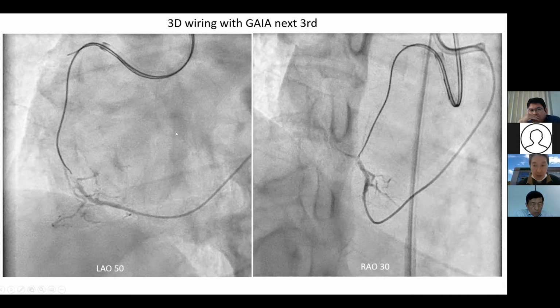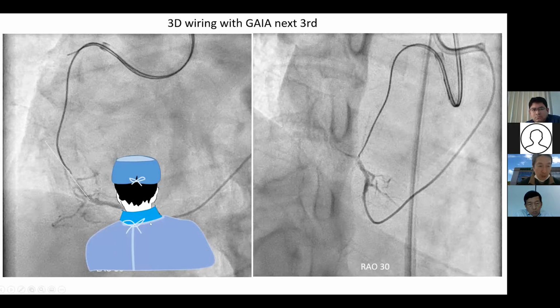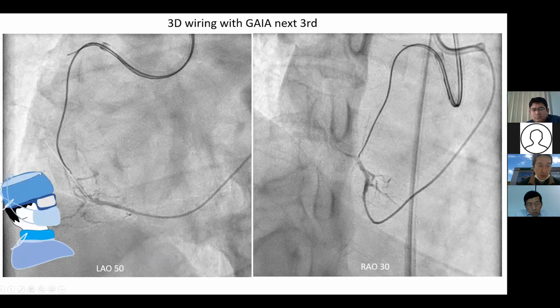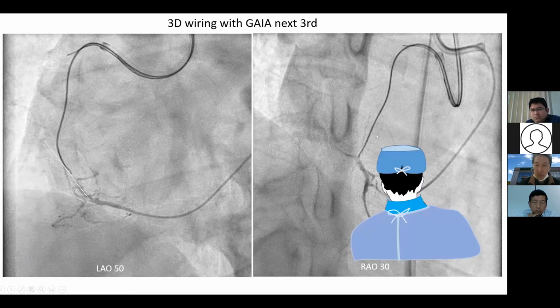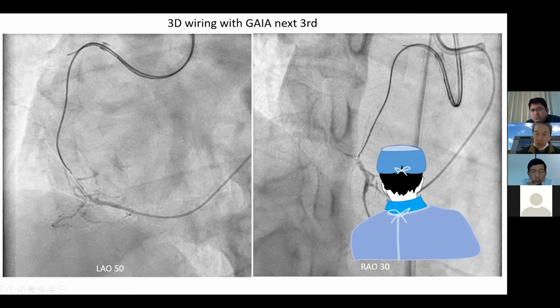But here, this is like a target line here. This is the 3D wiring Dr. Okamura mentioned. When we see the LAO view here, next, when you go to the RAO view, you can see that the wire is posterior to the target line and the tip is facing anterior. So in this kind of position the shaft is posterior and the tip faces anterior. So when you penetrate here, you can rotate clockwise. So this is the 3D wiring Dr. Okamura always shows.